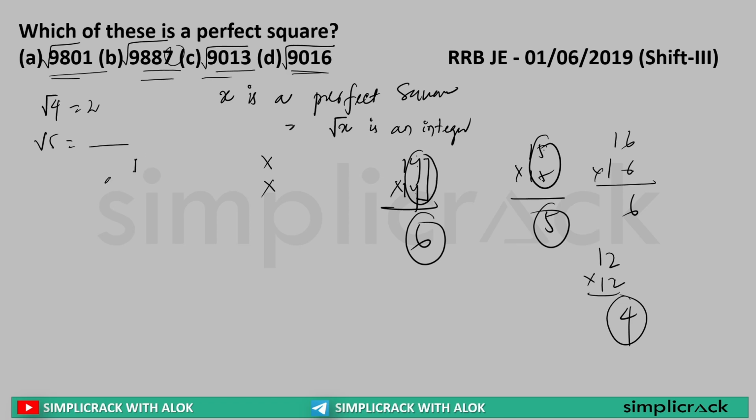Where can I get 1? Sir, 9 times 9 is 81, so 1 will be the unit digit. So this means there is a probability this number can be a perfect square. I am first eliminating the options.